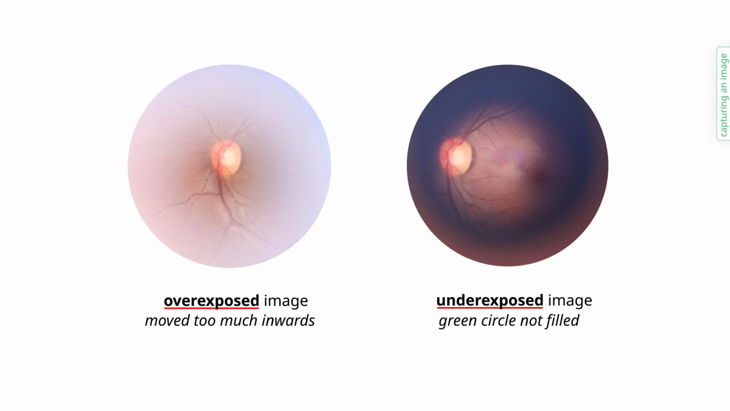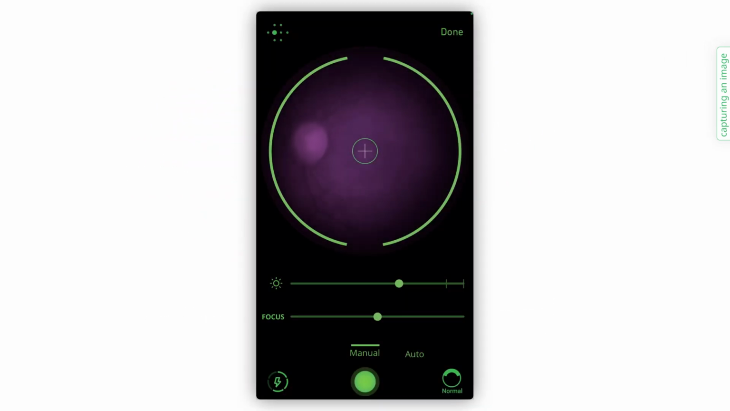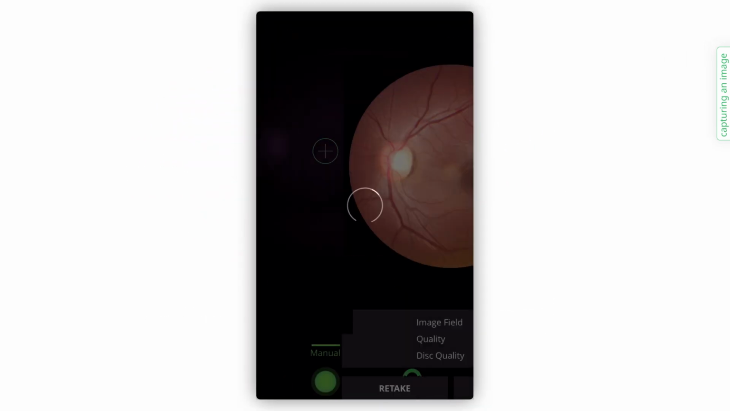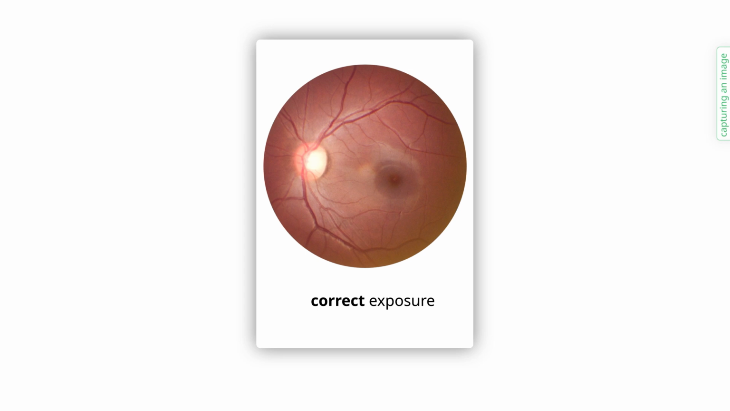And if you click before filling in the large green circle, the image will be underexposed. You should click when the large green circle is filled properly and the details are clear. Let's compare the two.